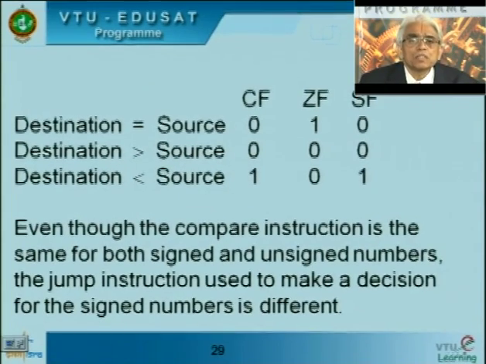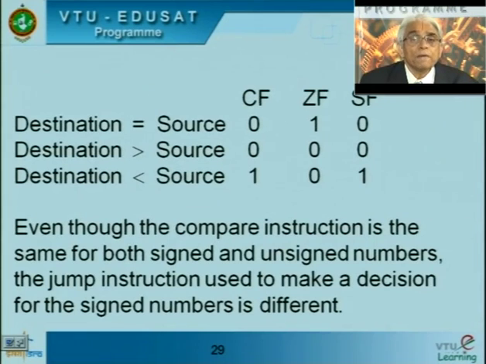If the destination and source are both the same, then the carry flag is equal to 0, zero flag is equal to 1 and sign flag is equal to 0. Obviously, when source and destination are the same, it subtracts without storing the result and the result will be 0, hence the zero flag will be set to 1. Obviously there cannot be any carry flag and there cannot be any sign flag, as a result of which they are 0.